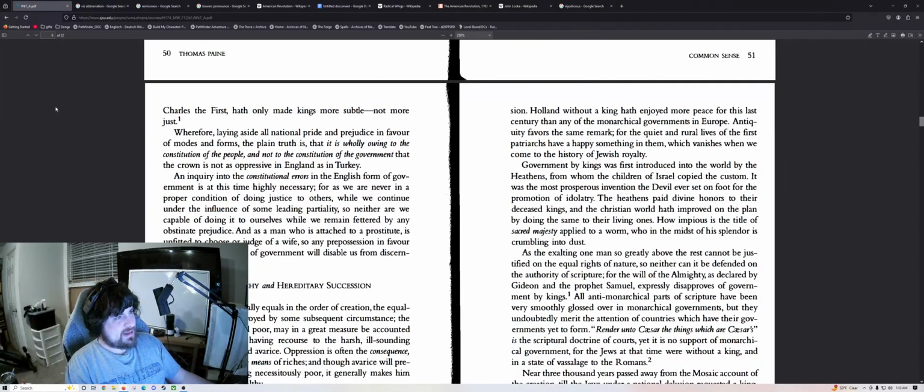Whereas, laying aside the national pride and prejudice in favor of modes and forms, the plain truth is that it is wholly owing to the constitution of the people and not the constitution of the government that the crown is not as oppressive in England as it is in Turkey.